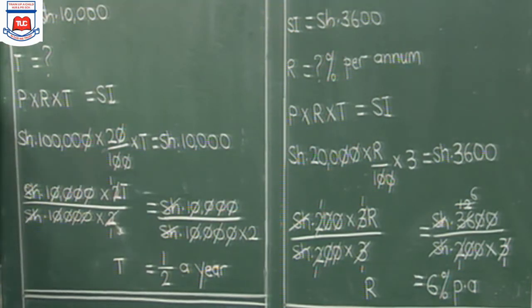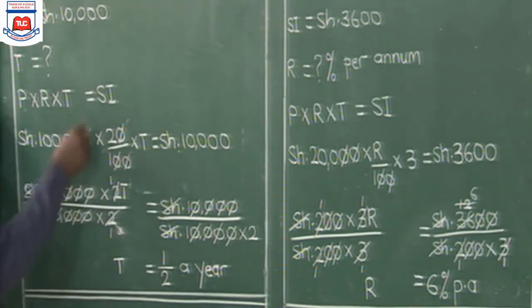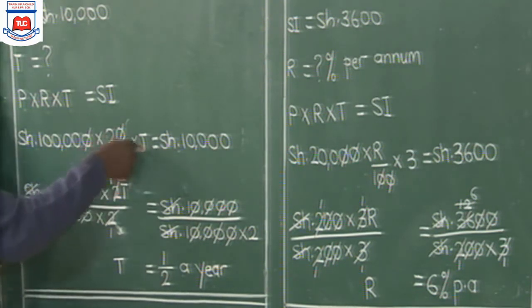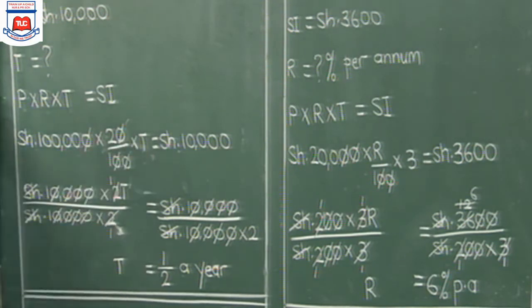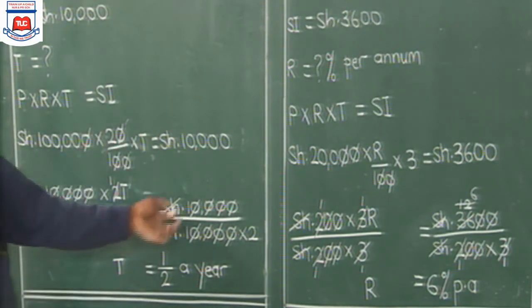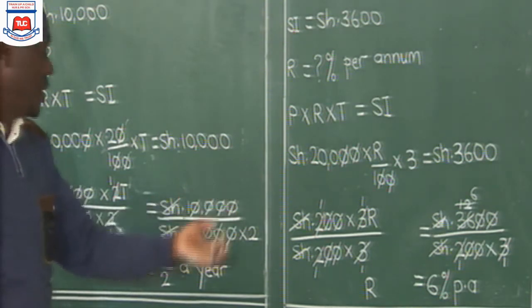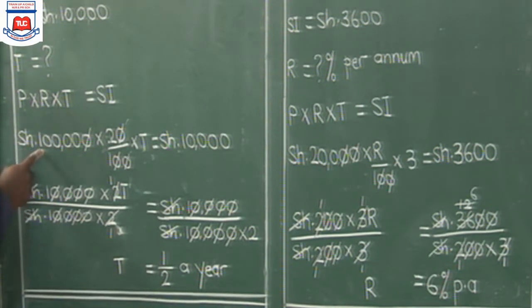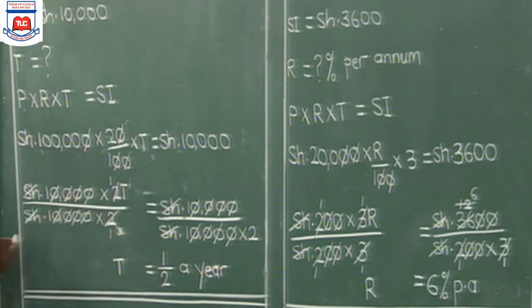Now you are going to divide by 10, by 10, by 10 and by 10. What do you remain with? You remain with 10,000 shillings times 2t. 2 times t is 2t, which is equal to 10,000 shillings.